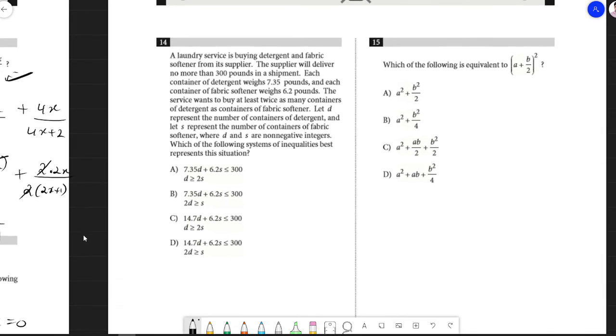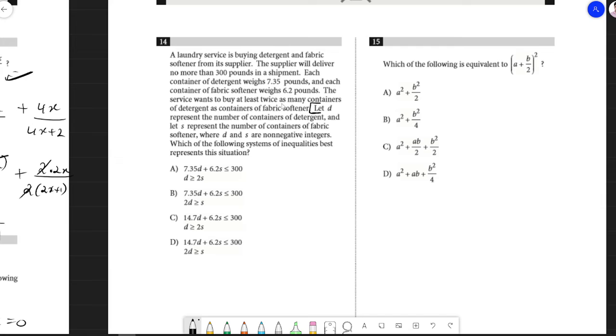Question 14. A laundry service is buying detergent and fabric softener from a supplier. The supplier will deliver no more than 300 pounds in a shipment. Okay. So total pounds delivered will be less than or equal to 300. Now see here, first we'll see the variables which are to be used. Let D represent the number of containers of detergent and S represent the number of containers of fabric softener. Okay, that means D is for detergent, S is for containers of fabric softener.